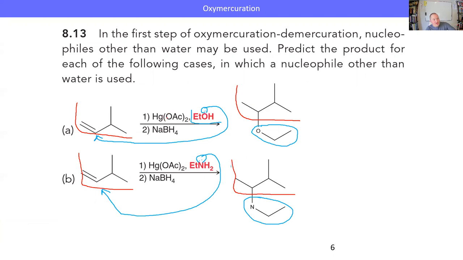All right, so in addition to watching for that mercury to tell you that you're doing an addition reaction with no rearrangement, if it's not water that's reacting with it, you're going to be attaching something other than OH to that more substituted carbon. Simple enough when I do it like this, but it's easy to lose the details when I ask you on a quiz or when you see it on a test. So just pay attention to what my nucleophile is and whether there's going to be a rearrangement.